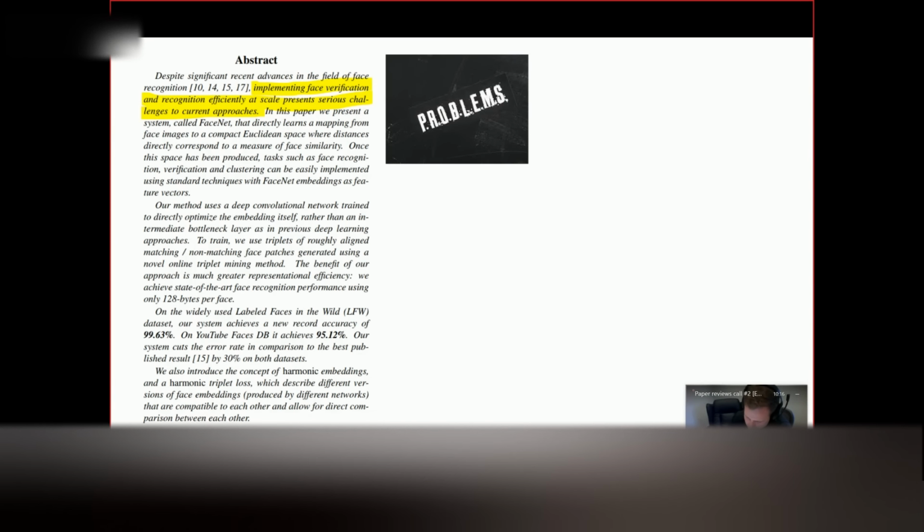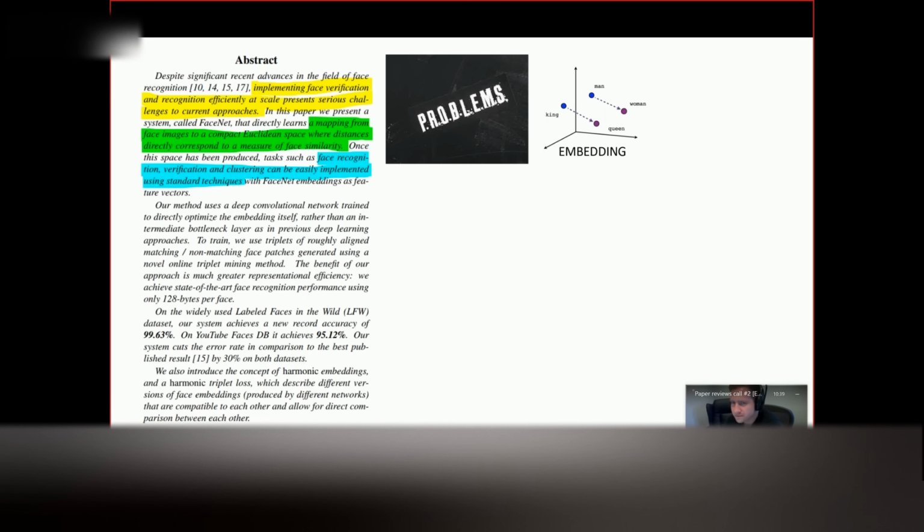And then it says we present a system called FaceNet that directly learns a mapping from face images to a compact Euclidean space where distances directly correspond to a measure of face similarity. What that means is that 128 byte vector, a point in 128 dimensional space. Once this space has been produced, tasks such as face recognition, verification, and clustering can be easily implemented using standard techniques. And we'll look at how to do that.